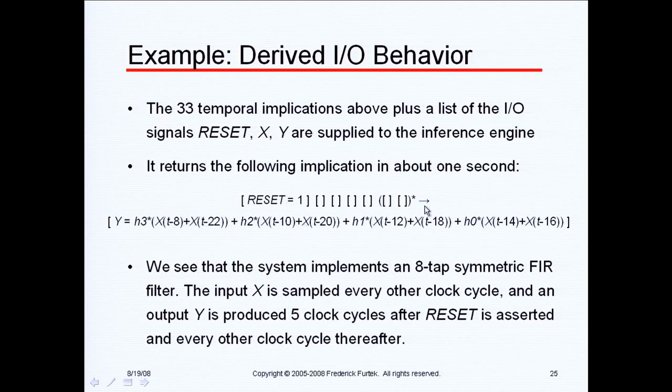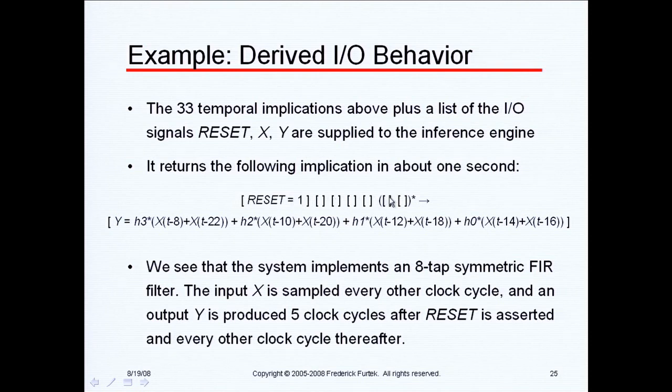Now, first of all, here's our implication. Let's look at what's being implied. Here we have, contained within these square brackets, a single arithmetic equation. This says that y equals the constant h3 times this, and so on and so on. For those of you who have studied digital signal processing, you will recognize this as an 8-tap symmetric FIR filter. So it implements an 8-tap symmetric FIR filter.